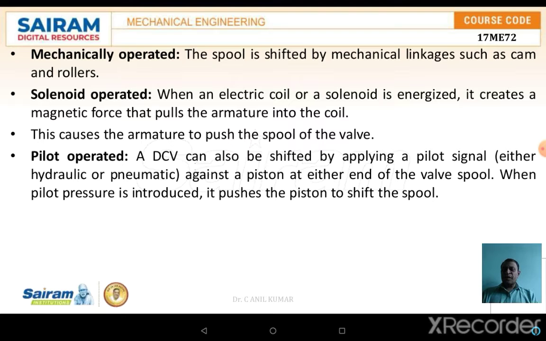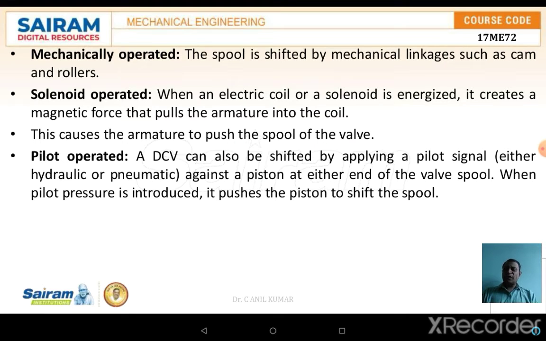The solenoid operated is a method in which the valve is operated by means of an electrical coil. When the electrical coil is energized, it creates a magnetic force that pushes or pulls the armature into the coil, by which the opening and closing of the ports can be done. This causes the armature to push the spool of the valve.